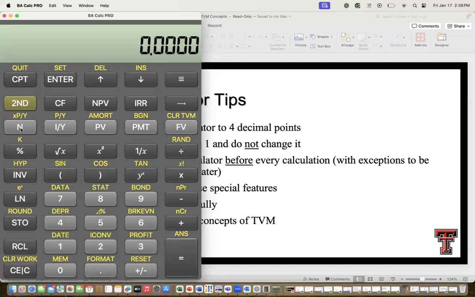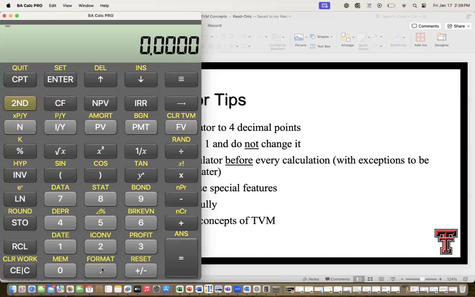Okay, so here's your factors, right? Your term, your interest rate, your present value, your payment, and your future value. We have all 5 functions on the 3rd row of this calculator. Okay, so to set our calculators to 4 decimal places, which this one already is, you hit the second key. Anytime you hit the second key, it's going to perform the function in yellow above the button that you push, right? And so I'm going to hit the second key and then the format key.